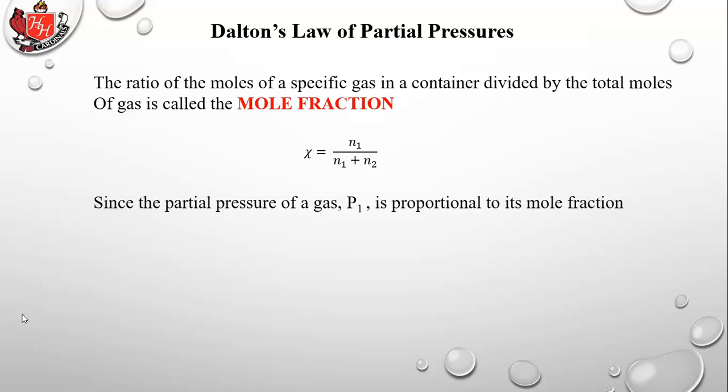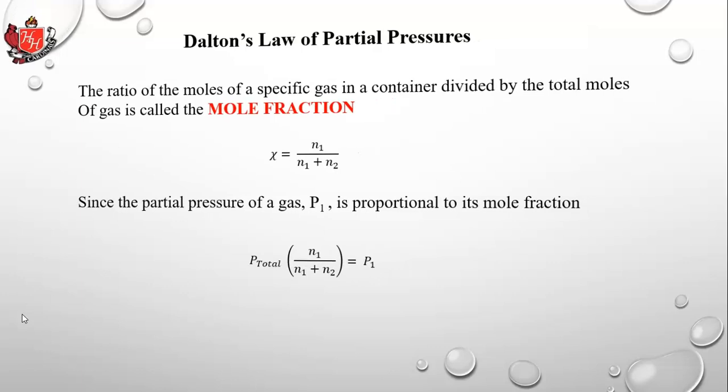So since the partial pressure of a gas, P1, is proportional to its mole fraction, then what we can do is take the total pressure of all the gases in the container and multiply it. If we want to know the pressure just of gas number 1, we can multiply it by the mole fraction of gas number 1. It's n1 over n1 plus n2, and that gives you the pressure of just gas number 1. Of course, you could do the same thing for gas number 2 in this example.